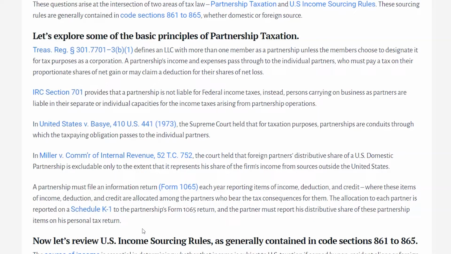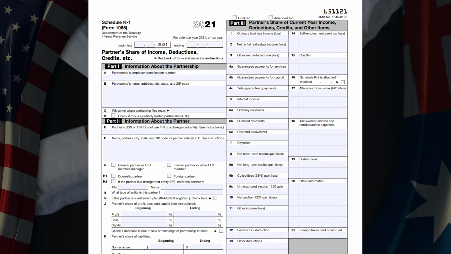But to determine whether you need to pay taxes in the US, you need to follow the income sourcing rules that I showed you here. The Internal Revenue Code sections 861 to 865 determine where the income is coming from and whether it's taxable in the US. So the allocation to each partner will be reported on Schedule K-1 to the partnership Form 1065.